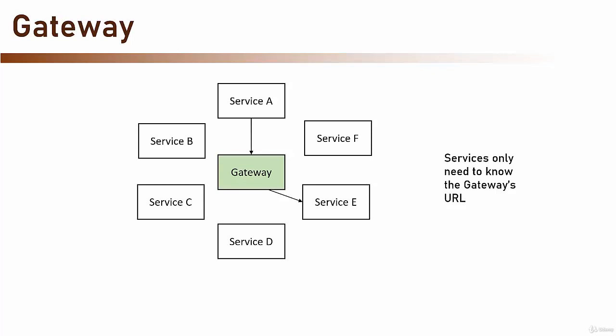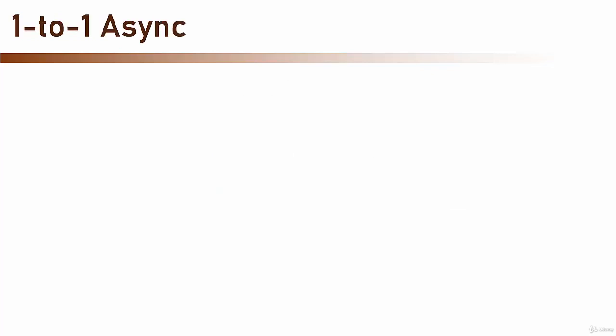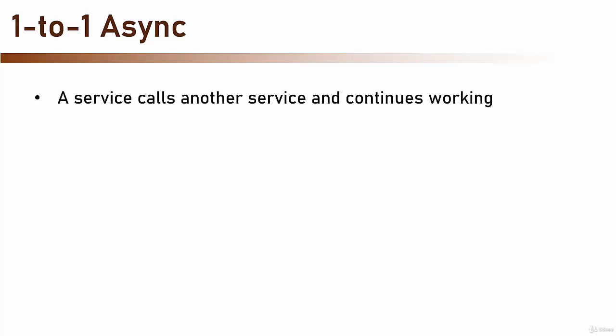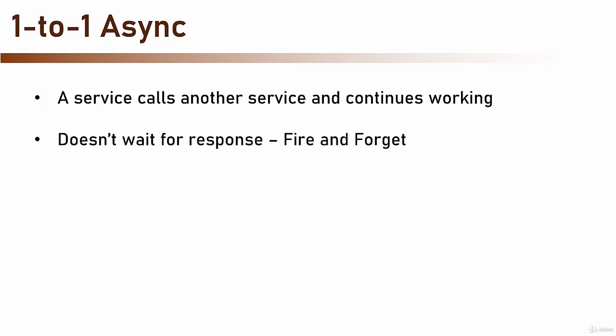Okay, so that was the one-to-one sync pattern. And now let's move on to the next one, the one-to-one async. This pattern, which implements asynchronous messaging, is used when a service calls another service and continues working. The service does not wait for a response. It uses what is often called a fire and forget pattern. The service sends the call and goes on with its life. It's not waiting for anything, and it doesn't really care what happened with the message it sent.